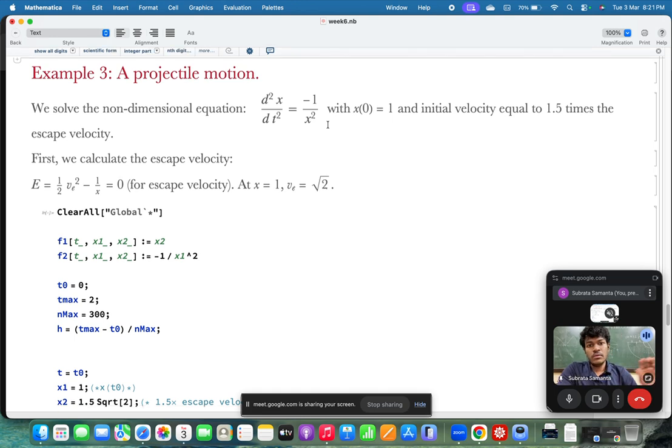So, first we calculate the escape velocity, because your initial velocity is equal to 1.5 times the escape velocity. How to calculate the escape velocity? Escape velocity is basically the velocity at energy equal to 0. So you calculate the energy: 1/2 mv², where m is basically 1. Dimensionless, it is v² minus 1/x, the derivative of this.